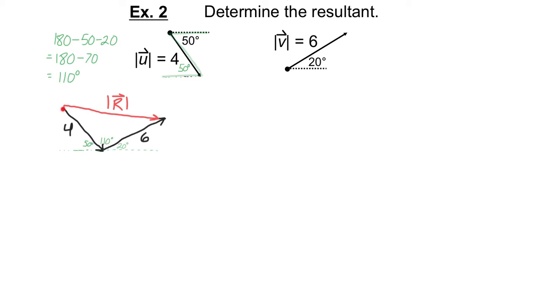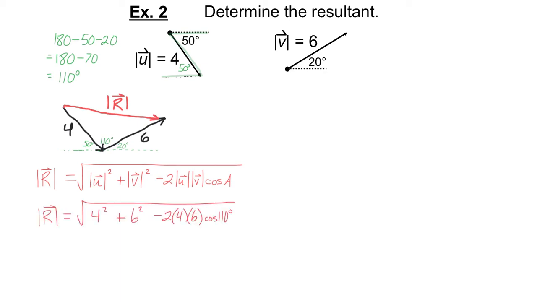Okay, my next step, I have u, I have v, I have the angle in between u and v. So I'm just going to use the formulas I figured out in the previous example to find the magnitude of r and its direction. So here's my formula that I derived in the previous example. Plug in my numbers, use my calculator to solve. So I get the magnitude of r is 8.3 units.